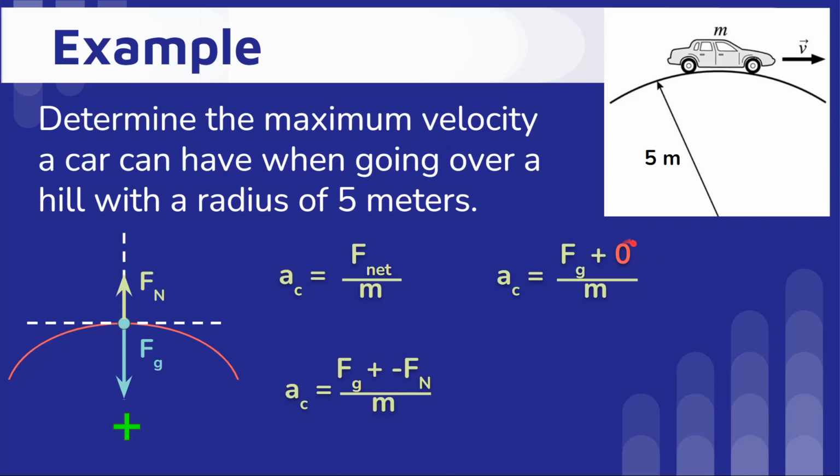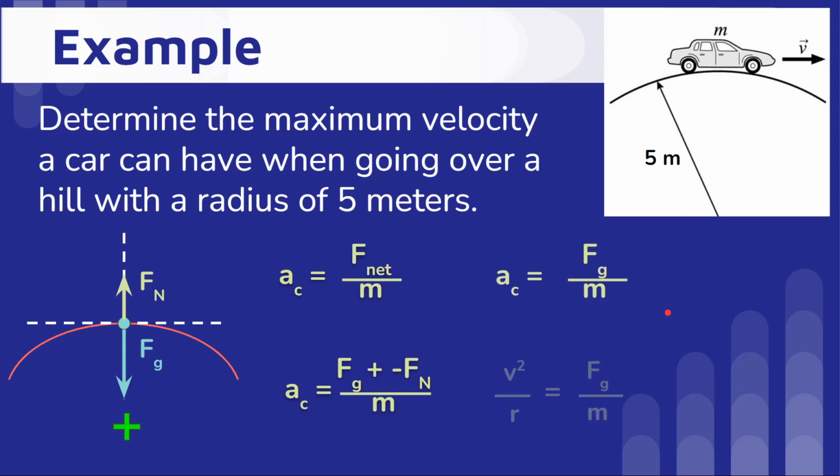Okay, so we're going to put a 0 here because that would be the moment that he has left the ground. Okay, so we're looking for that maximum velocity when he has left the ground. So I'm going to put a 0 here. So now I have, again, AC, centripetal acceleration equals Fg over m. Because I have plus 0, I'm going to get rid of that.